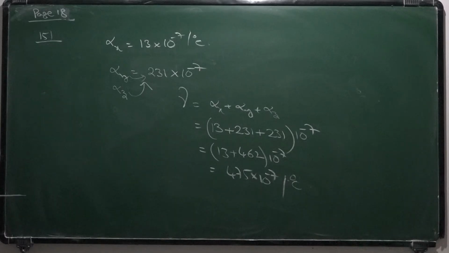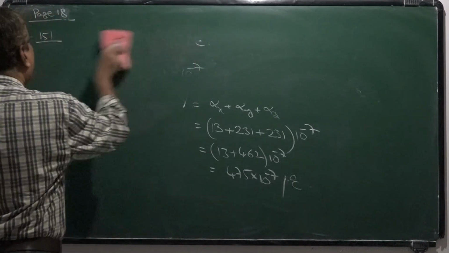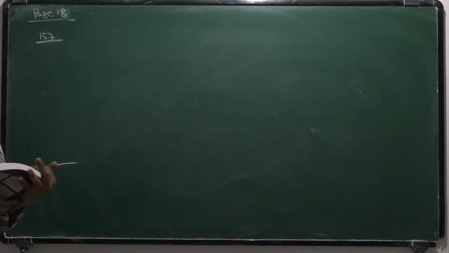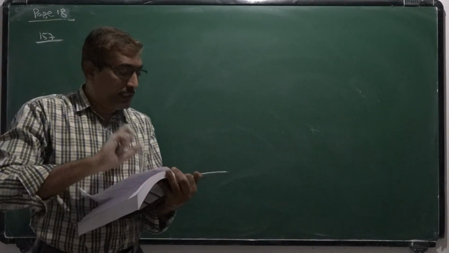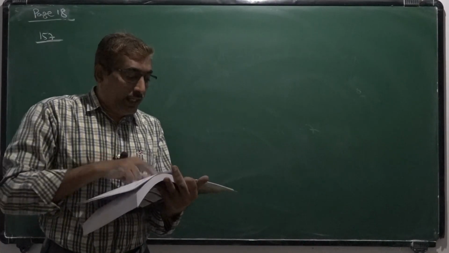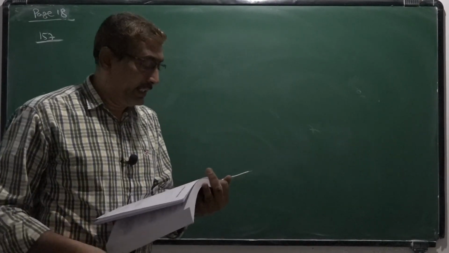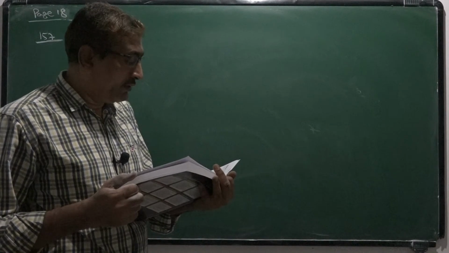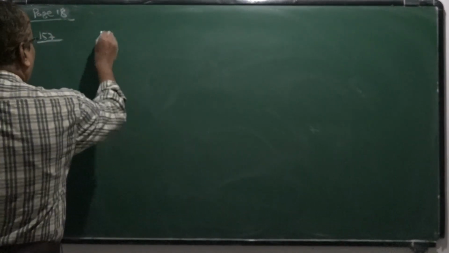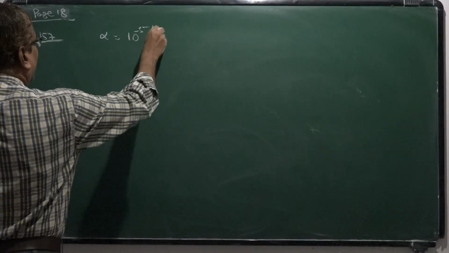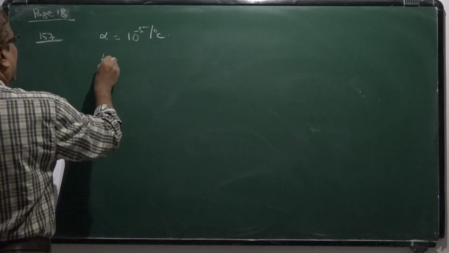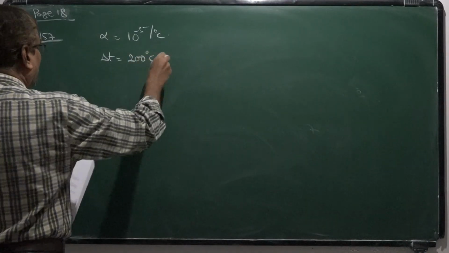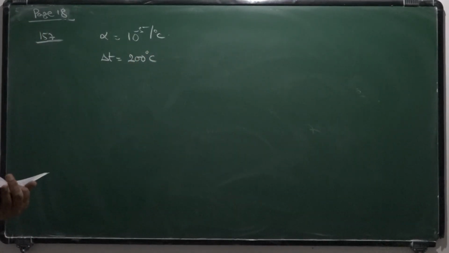Now in this only, 157. A metallic solid sphere is rotating about its diameter as the axis of rotation. If the temperature is increased by 200 degrees centigrade, find the percentage increase in its moment of inertia, if the coefficient of linear expansion of the metal is 10 to the power minus 5. So given alpha is 10 to the power minus 5 per degree centigrade and delta T is given as 200 degrees centigrade. You have to calculate the percentage change in its moment of inertia.